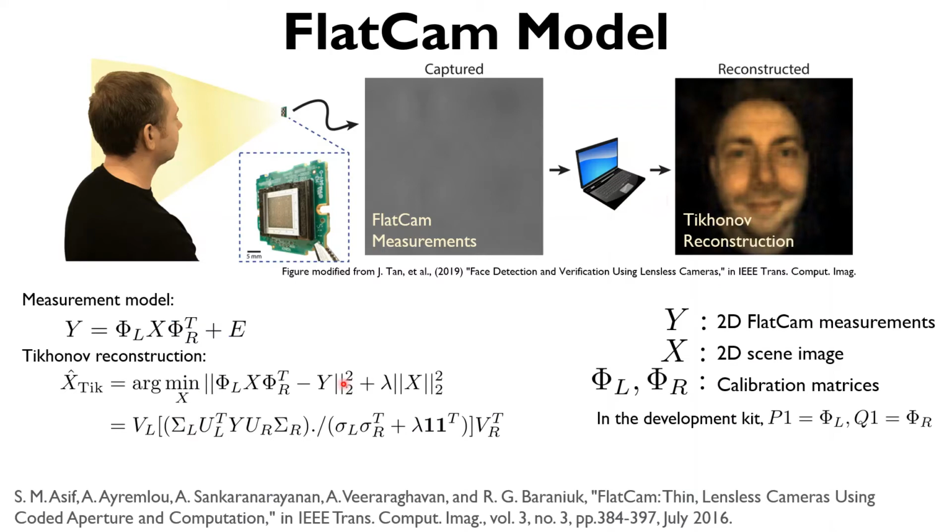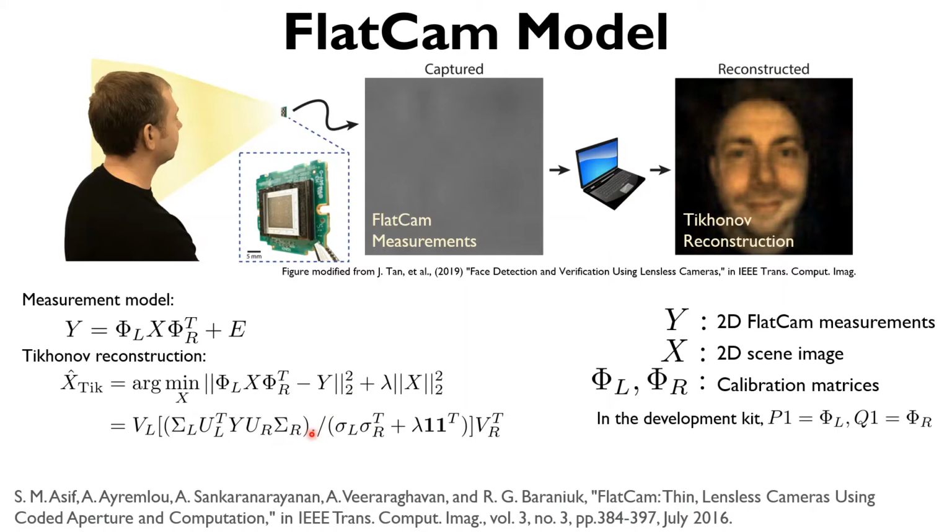The measurement model is given by the equation here. Y refers to the 2D Flatcam measurements. X is the 2D scene, and Phi-L and Phi-R are model matrices we obtain through calibration. In the code provided in the development kit, Phi-L is referred to as P1 and Phi-R is referred to as Q1. Tikhonov reconstruction is performed by solving the following regularized least squares problem.